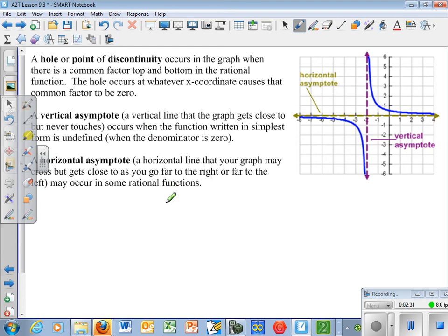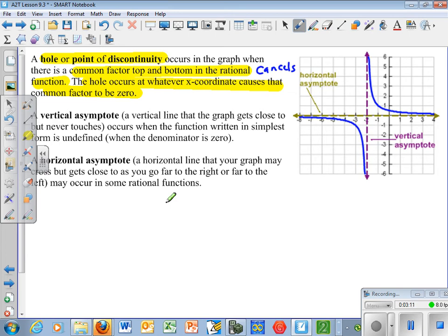All right, some more informational stuff. A hole or point of discontinuity occurs in the graph when there's a common factor, top and bottom, in the rational function. And it's a common factor that actually cancels, and we'll look at some examples here in a second. So like you might have an x plus 1 in parentheses factor that cancels out. The hole occurs at whatever causes that to be 0. Kind of think of it like the zero product property we did with quadratics.